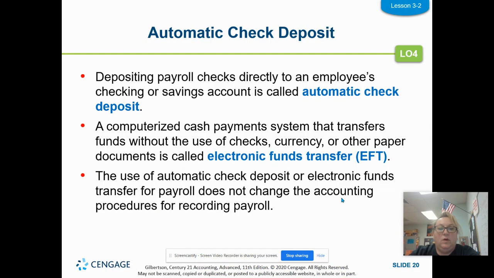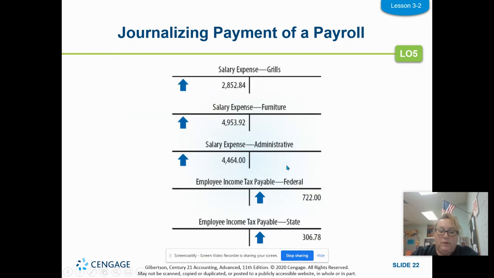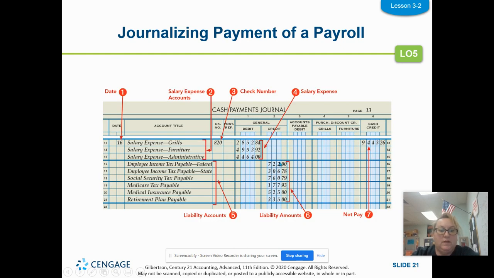To record those transactions, this is what it's going to look like when we do our journal entries. We have our salary expenses at the top for grills, furniture, and administrative. Those are those 3 new columns that you saw in the payroll register. And then, of course, we have our taxes and deductions here, and then our cash amount over here. Notice this is the cash payments journal, because this is how much the net pay was for the total.